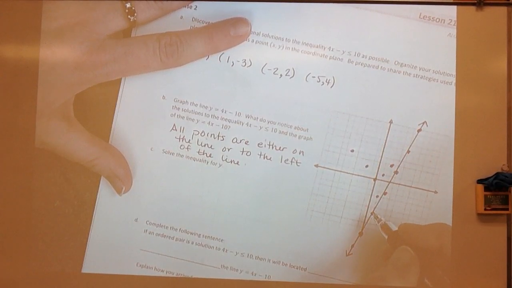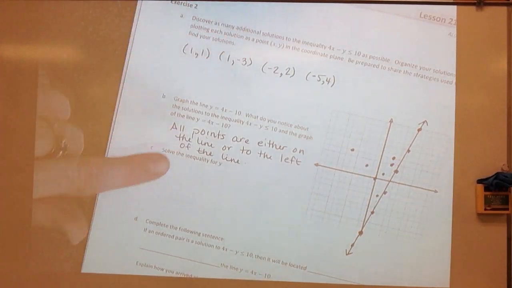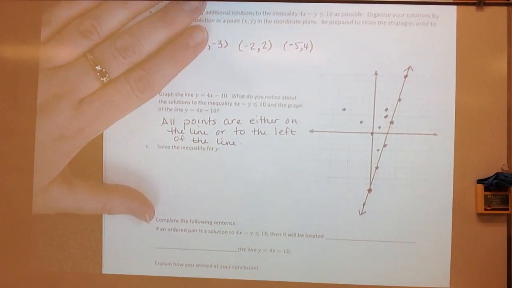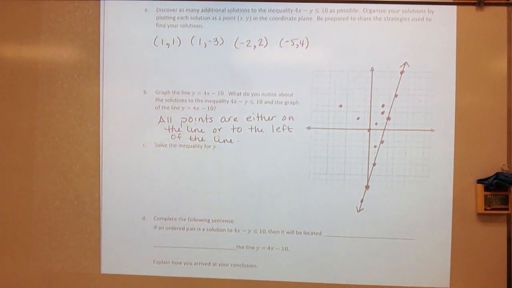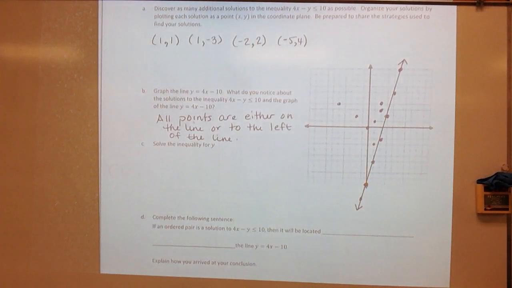5, 10, 5, 10, 0, -10, and 3, 4. So this is all of the points that we've had to deal with in this inequality. All right? And notice that every single one of them is either on the line or to the left of the line. So it says solve the inequality for y.